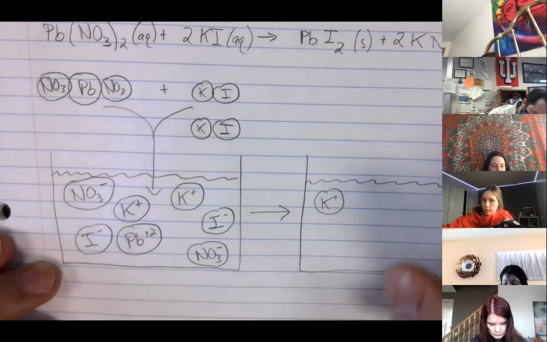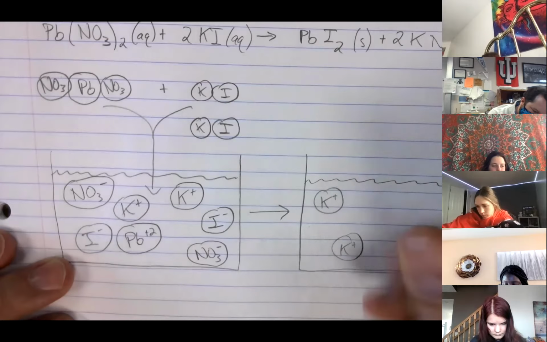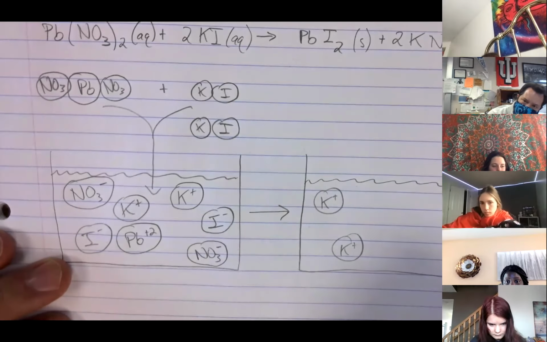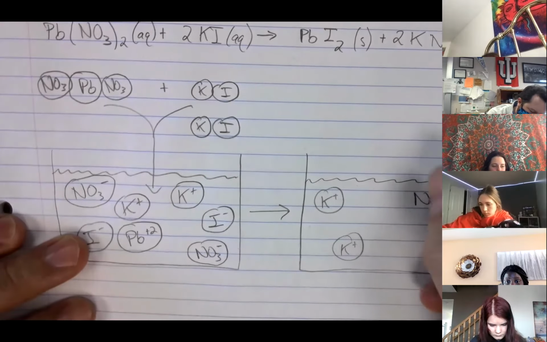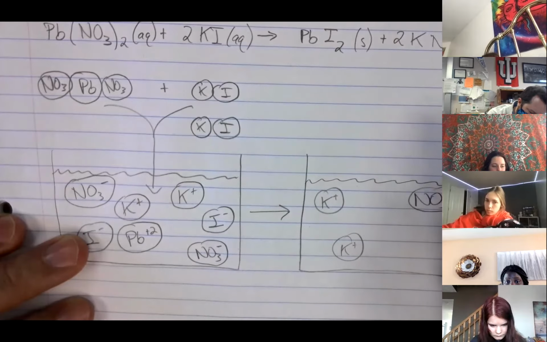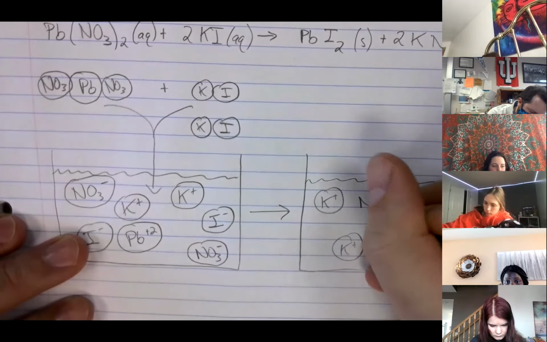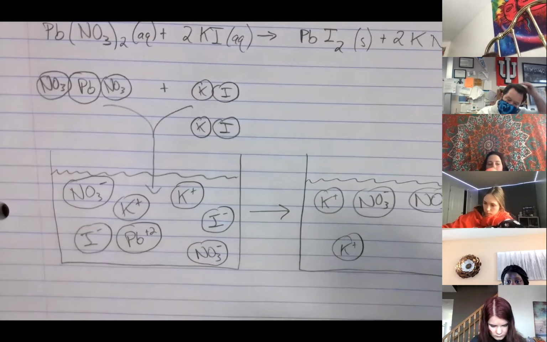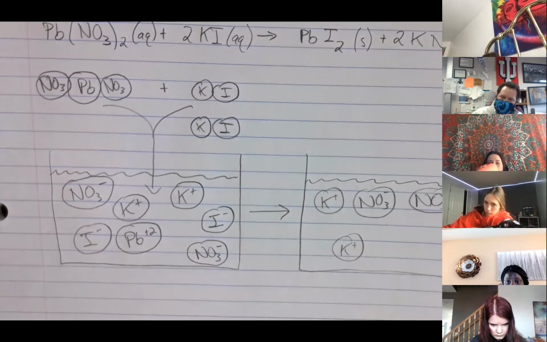Again, he's got a plus charge. Got to draw a second K. So we got two of them. I got an NO3. He's still going to be floating around out there. NO3. Floating around out there. So those guys are still kind of floating around the water.